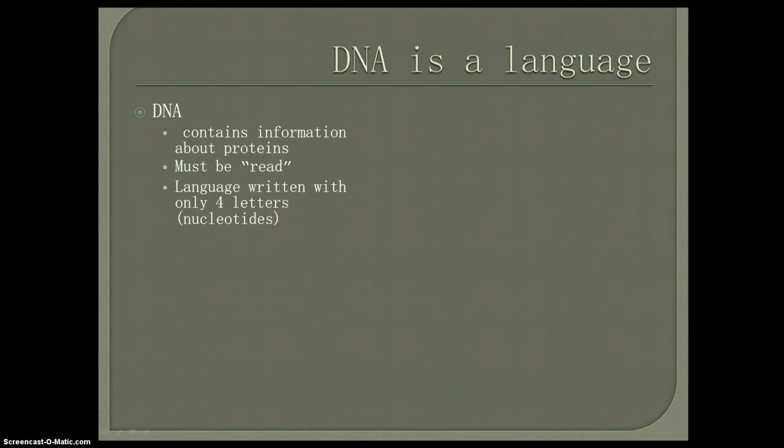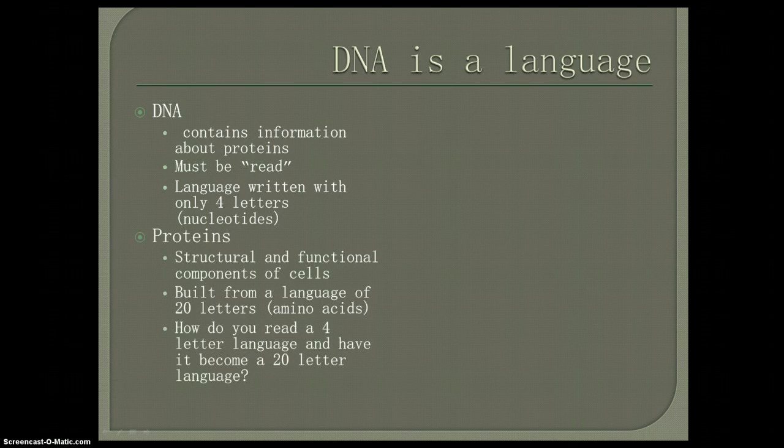Now, the 4 letters that DNA is written in are known as nucleotides. All right, so you've got a language that's written with only 4 letters called nucleotides, and at this point, you should know what they are: adenine, thymine, cytosine, guanine, A, T, C, and G. Okay.